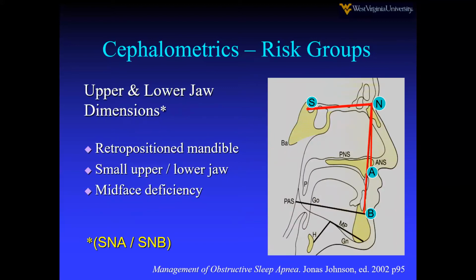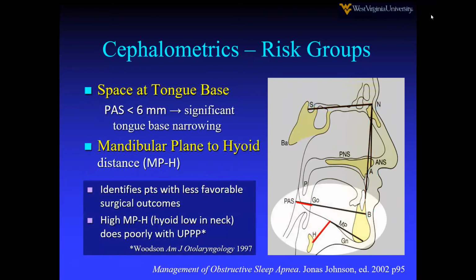The sella to the nasion, to the anterior maxilla, or to the mentum. And so SNA and SNB angles are probably the most predictive looking at retroposition mandible or retrusive maxilla.